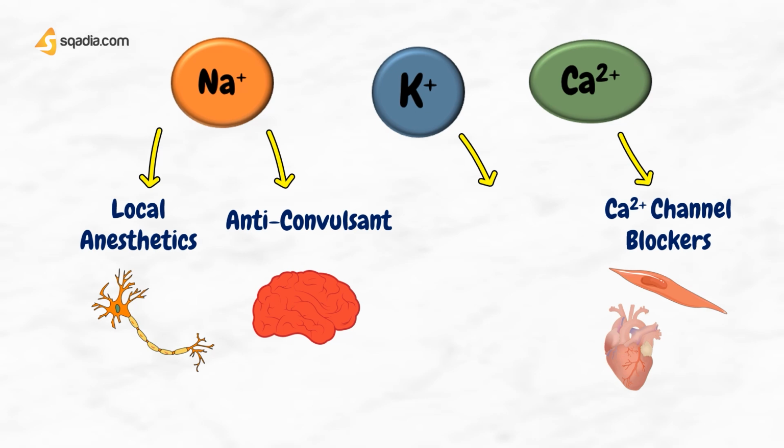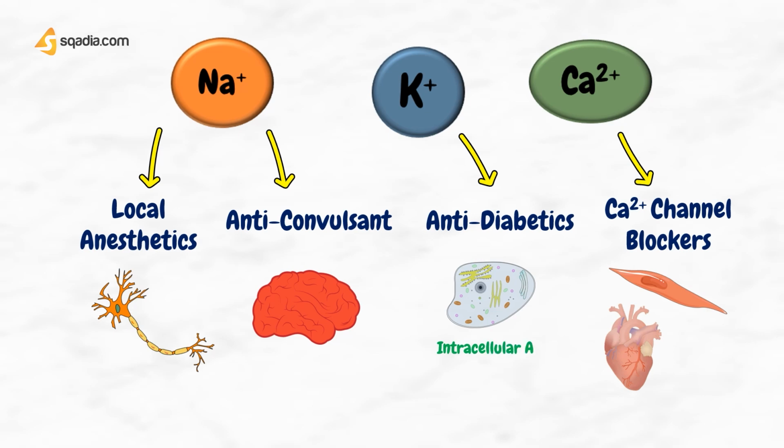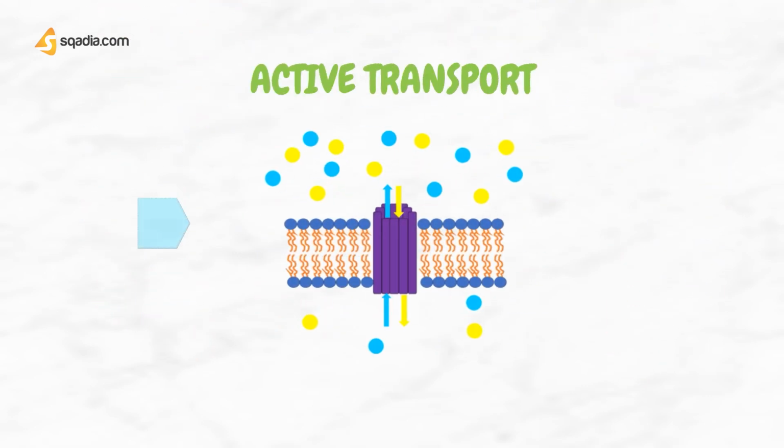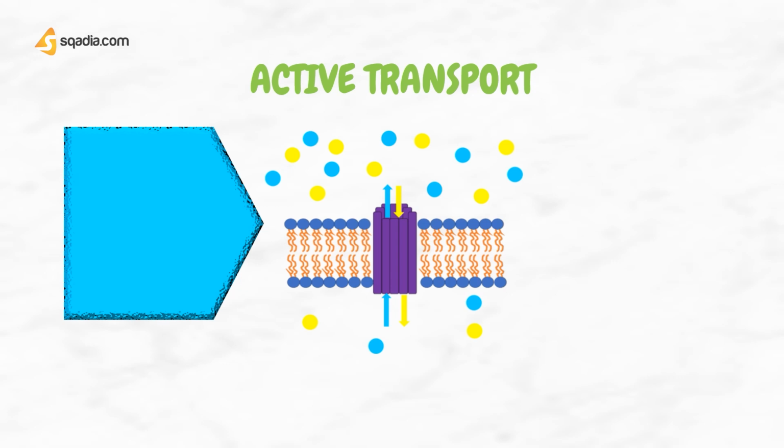No clinically useful drug acts primarily on voltage-gated potassium channels, but oral antidiabetic drugs act on a different type of potassium channel that is regulated by intracellular adenosine triphosphate, ATP. Active transport processes are used to transfer substances against their concentration gradients. They utilize special carrier molecules in the membrane and require metabolic energy.